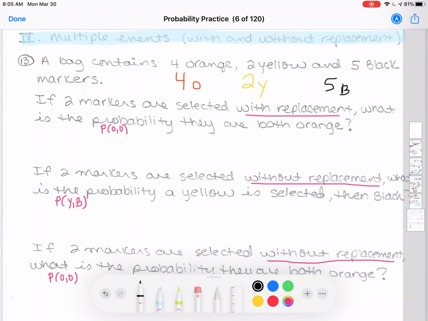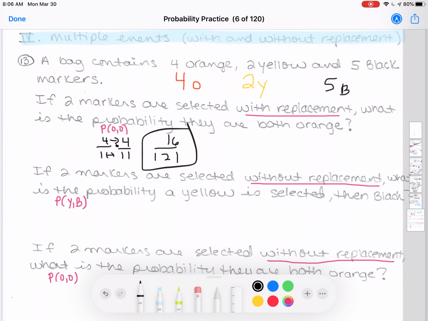A bag contains 4 orange, 2 yellow, and 5 black markers. If 2 markers are selected with replacement, so with replacement means I'm putting it back in the bag before I take a second one, and the denominators won't change. My sample space will remain the same. So what's the probability that both are orange? Well, when I reach in the first time, probability of orange is 4/11. Times, multiple events means multiply. I stuck the marker back in, chance of getting orange again is 4/11. Multiply straight across. We get 16 over 121.